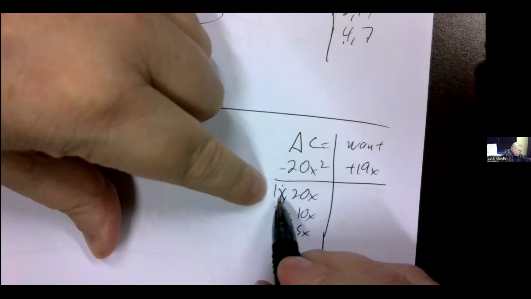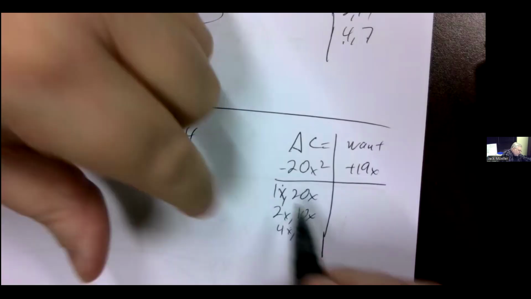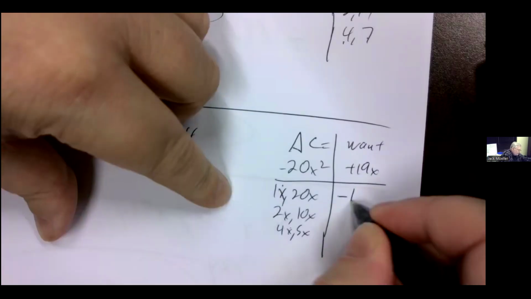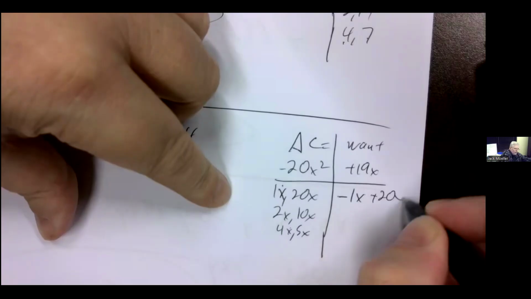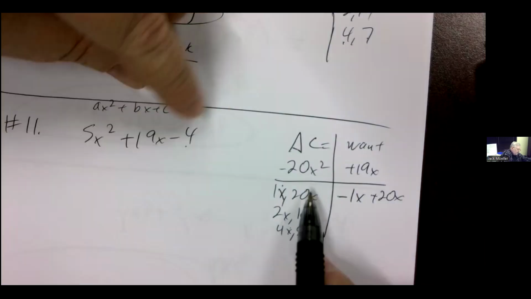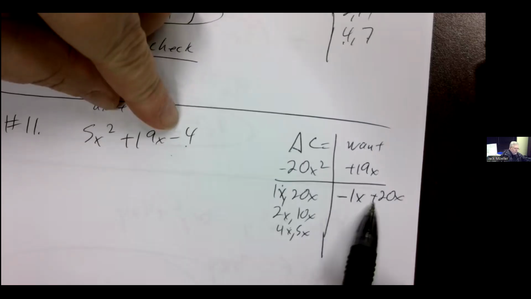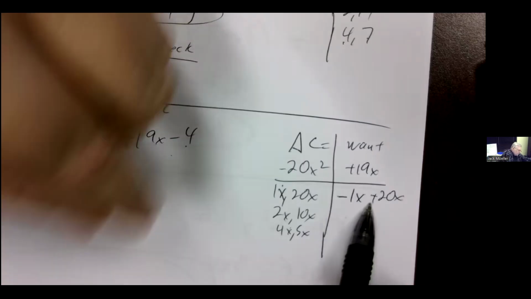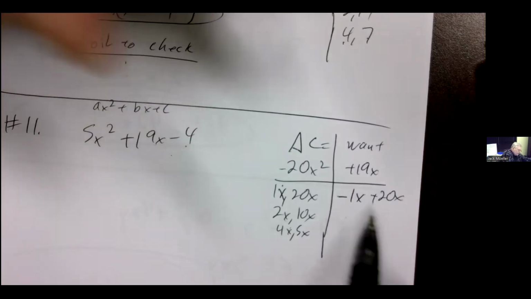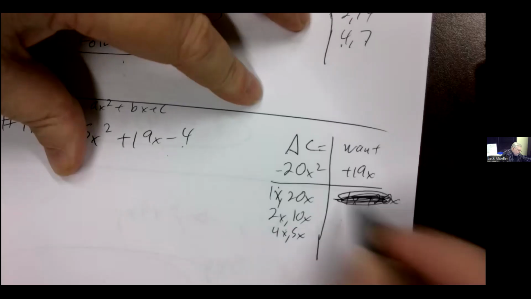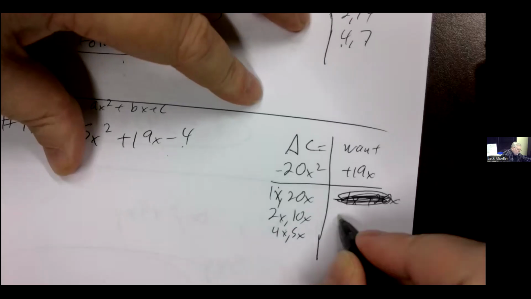What I would actually do, since I've been doing this for a while, if these signs are different, which is what we expect, right? To get that -4, the signs have to be different. If you put that negative in your second one, then you have to deal with the negative in the AC method. So I would probably do -1x plus 20x to avoid that, but for purposes of review, let me do it that way.